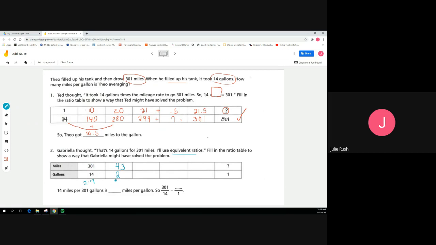So I'm already at 2. So I'm just taking half again, and I'm already at my target of 1. So I've hit the target here. So I'm looking for my number here. Well, I took half of 2, so I need to take half of 43. Well, half of 40 is 20, and half of 3 is 1.5.